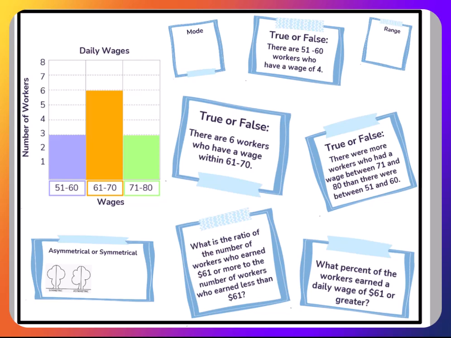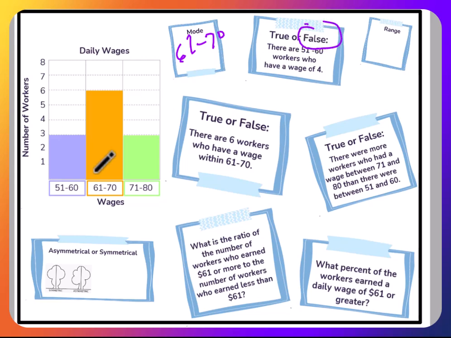Okay, you can also use your daily wage histogram to answer lots of questions. So let's just go through them. First of all, mode. Well, what does the mode mean? Which occurs the most. So which wage interval occurs the most? $61 to $70. So you put 61 to 70. True or false? There are 51 to 60 workers who have a wage of $4. Well, $4 isn't even an option for our wages, is it? So that one is definitely false.